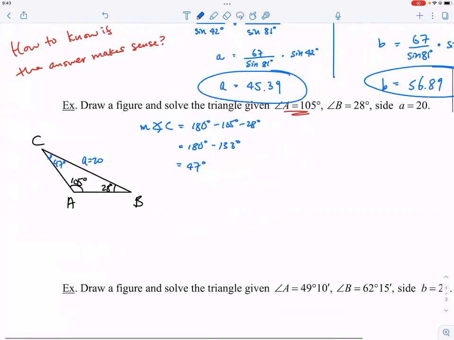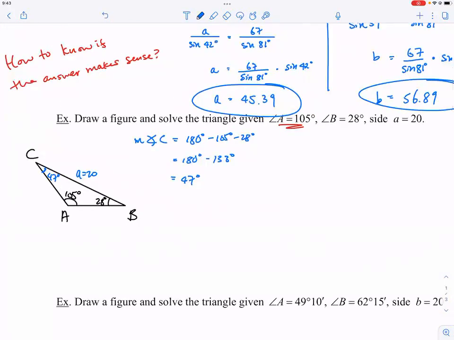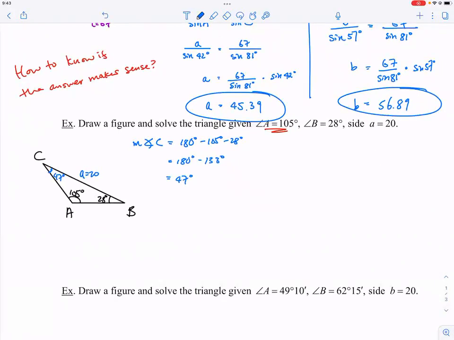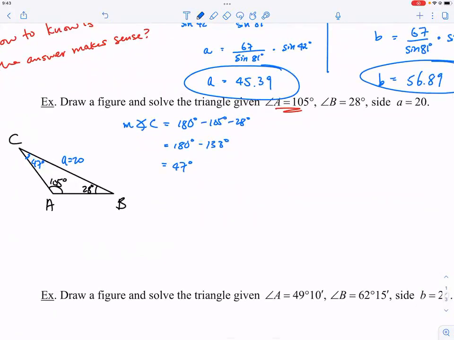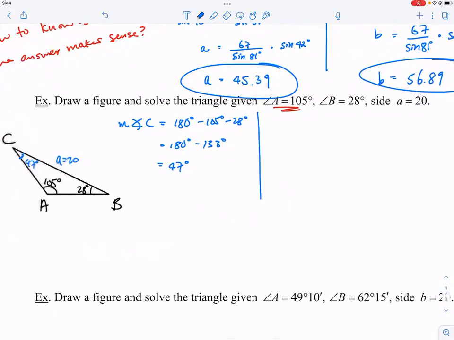And since we're given side A, what can we conclude about side B and side C? They must be smaller than 20. If you get anything bigger than 20, something is wrong. So you may now go ahead. I think you should be able to find out side B and side C. So you can do B over sine B equal to A over sine A.